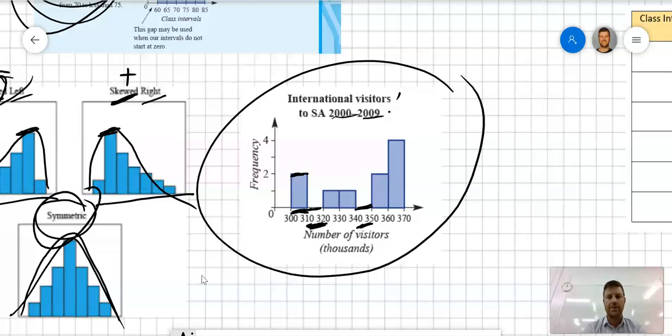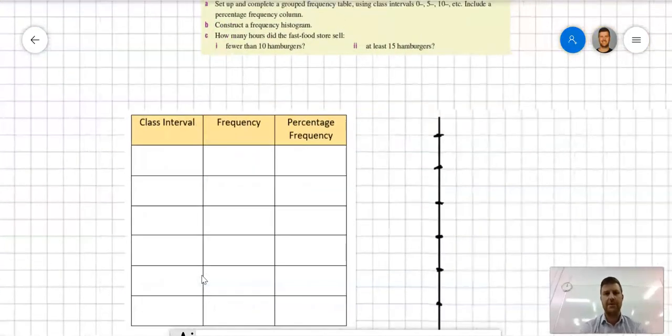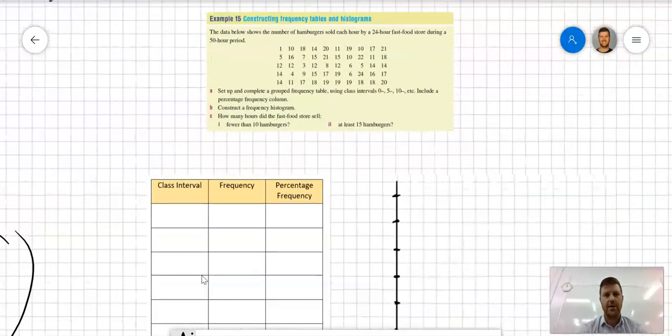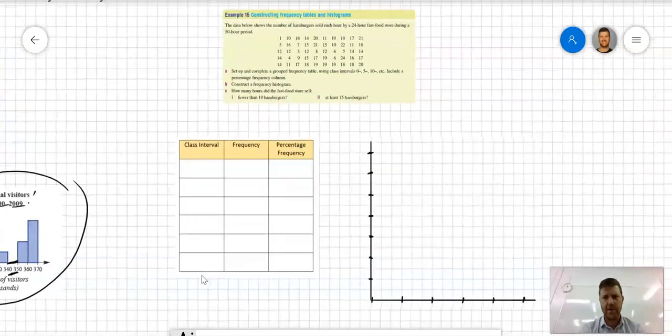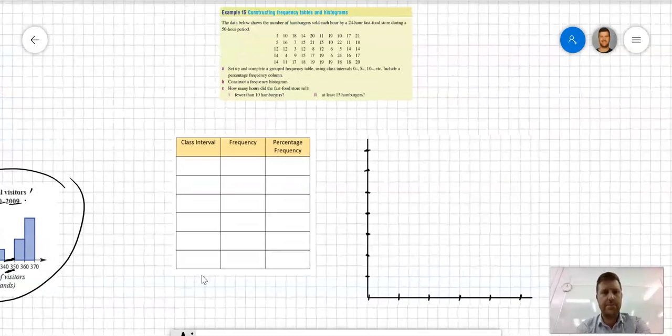Now I know I've been talking for a while. Let's go ahead and get into an example straight from the textbook. Again, my year 10s. I've already set up a frequency table here and a bit of an axis for the histogram to go in. So basically, I'm going to go through this example 15.